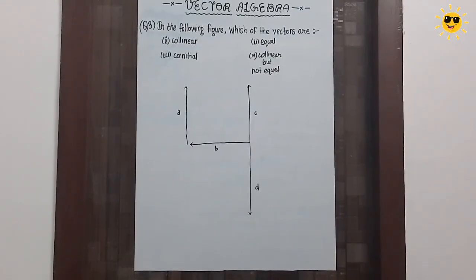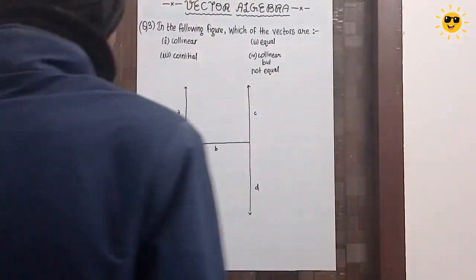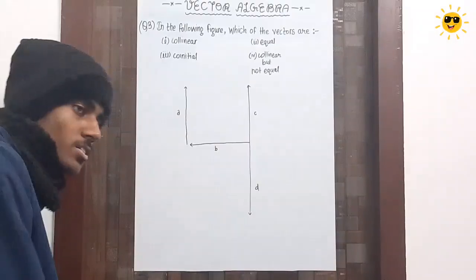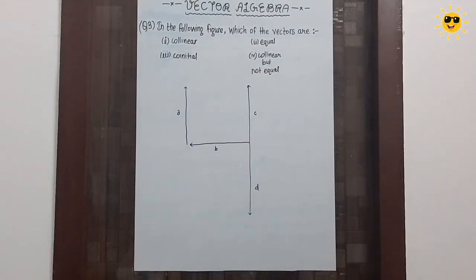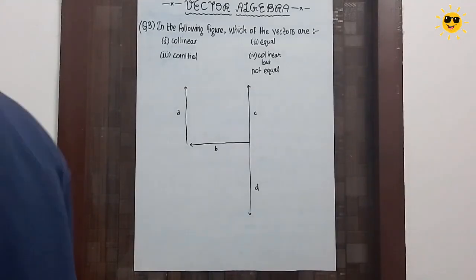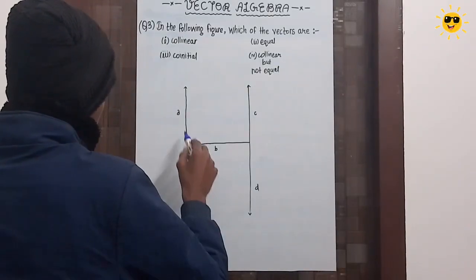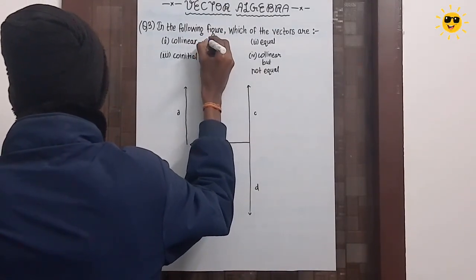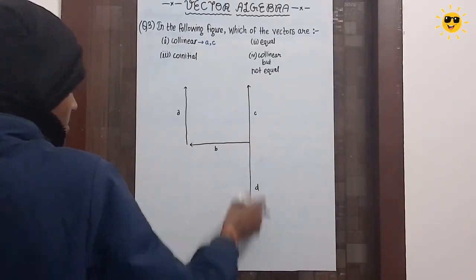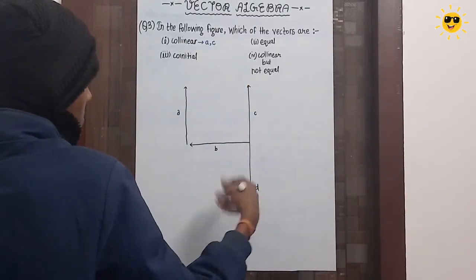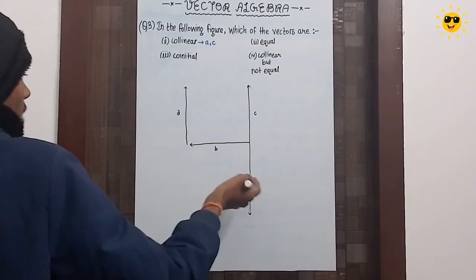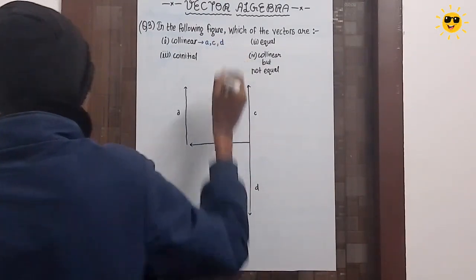So let's begin. Which of the vectors are collinear? Collinear vectors are vectors having same or parallel supports. So we have to find vectors which have same or parallel supports. So A and C, and even D. D has the same support. It's not in the same direction, but it has the same support. So A, C, D are collinear.